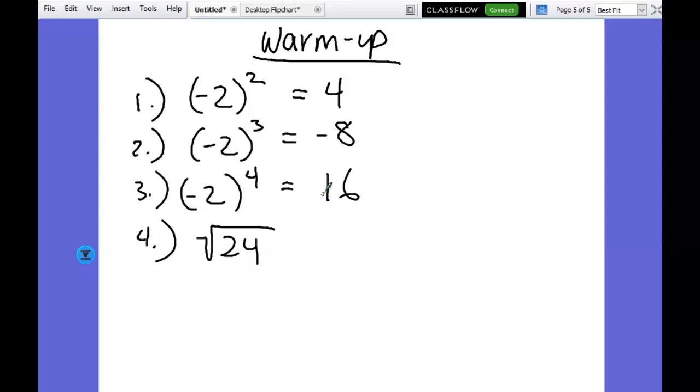Danielle, what'd you get for the last one? 2, and then the thingy, the square root. What happened here? All right, so 24, right?